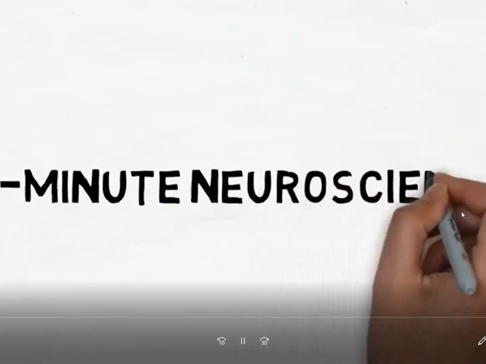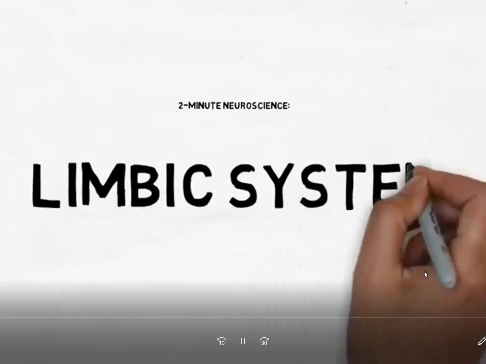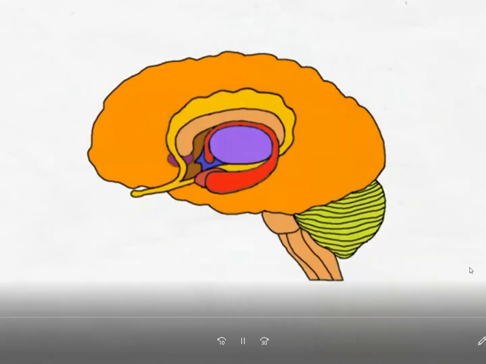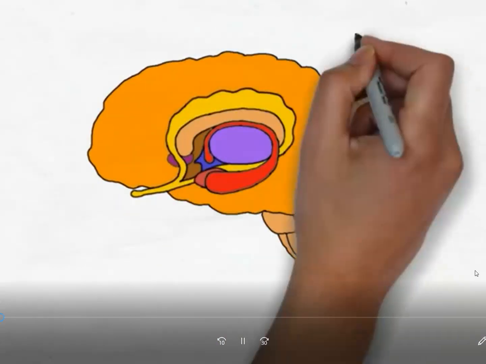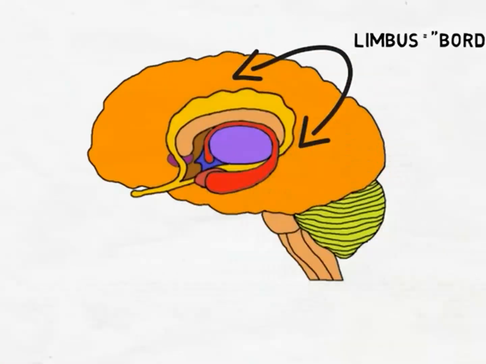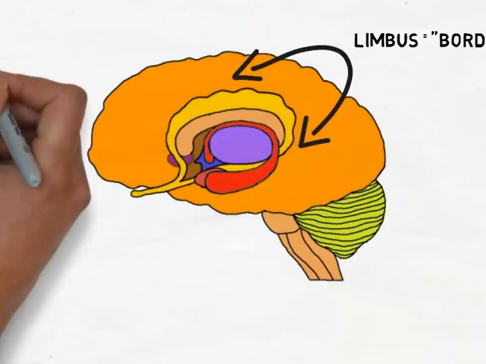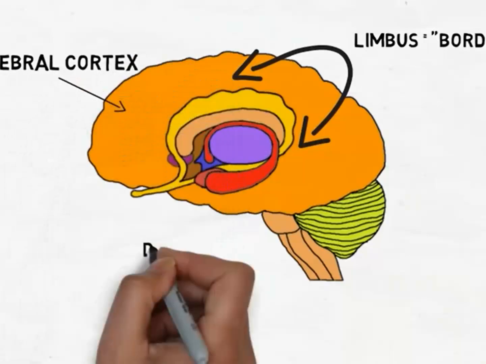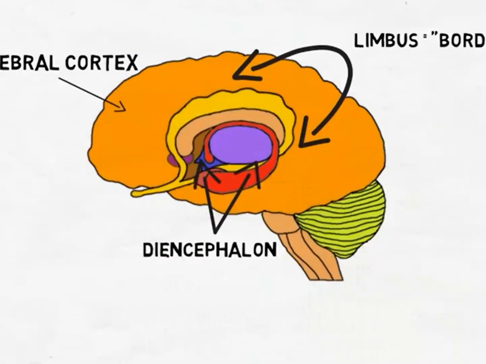Welcome to 2 Minute Neuroscience, where I simply explain neuroscience topics in 2 minutes or less. In this installment, I will discuss the limbic system. The word limbic comes from the Latin limbus, which means border, and the limbic system was given this name because its structures lie along a horseshoe-shaped area of cortex that appears to be a border between the cerebral cortex and the subcortical structures of the diencephalon.